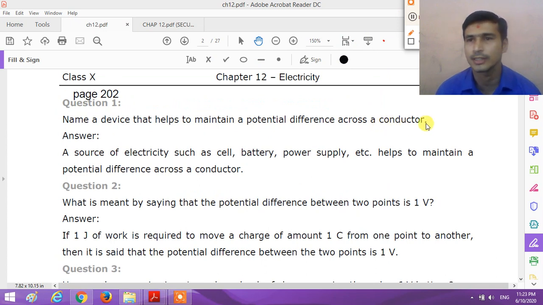So which device is used to maintain a potential difference across a conductor? A source of electricity. We can say the answer: a source of electricity such as a cell, battery, or power supply is used to maintain a potential difference across a conductor. So you can write the answer of this question like this: a source of electricity such as a cell, you know, the pencil cell, power cell, right, batteries, and power supplies helps to maintain a potential difference across a conductor.